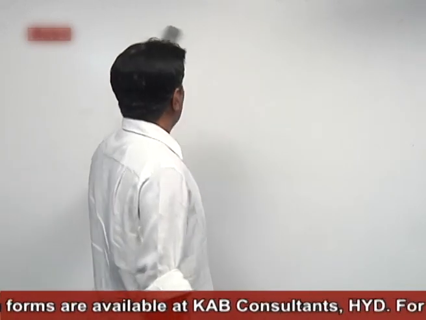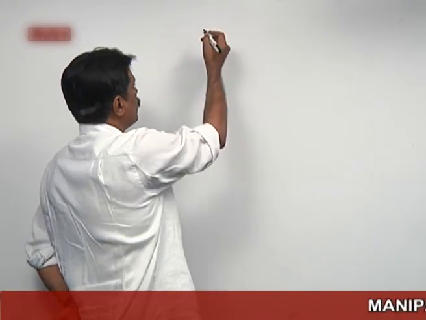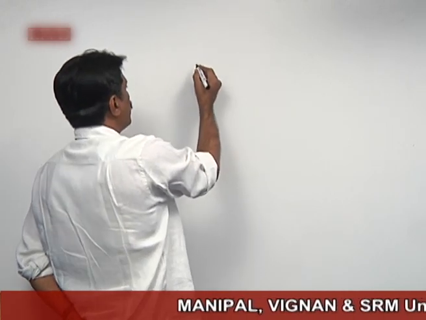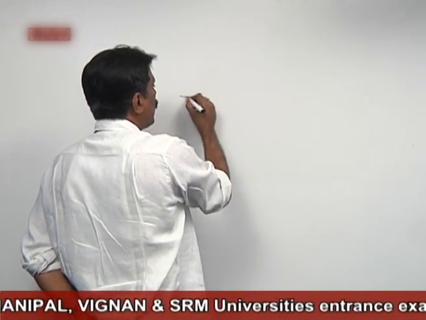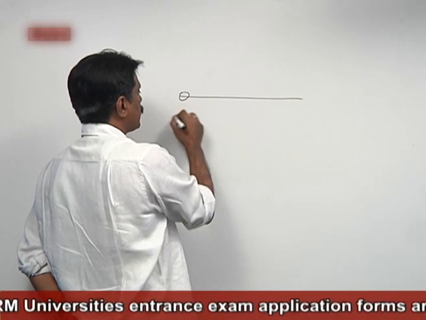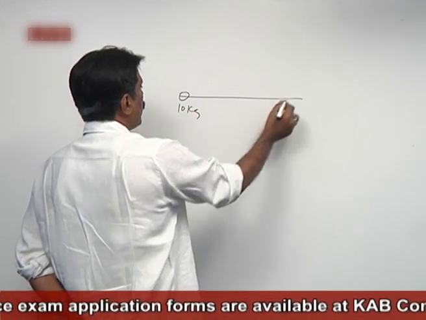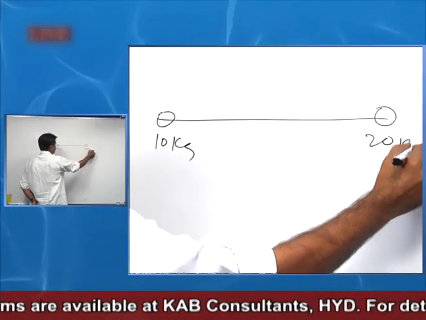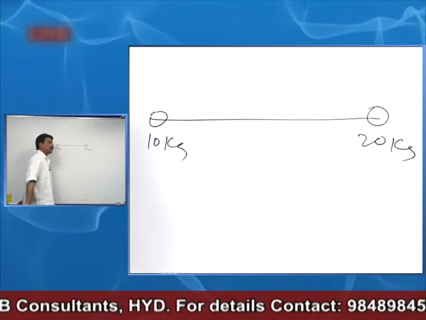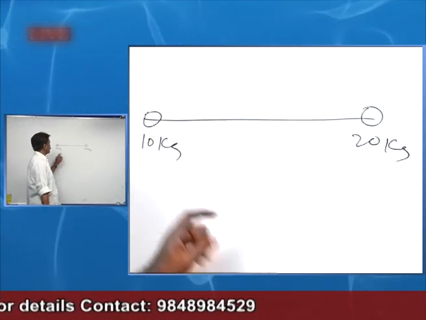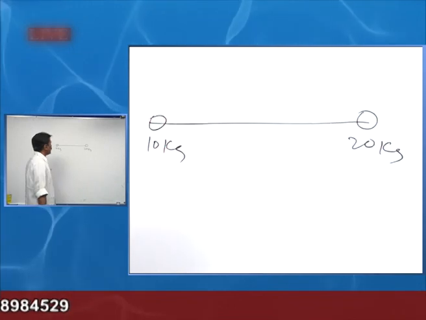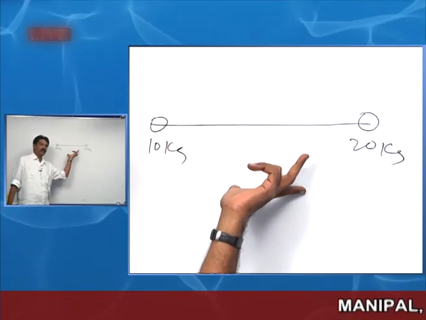Now let us do some examples or some problems which are generally coming in exams. First of all, let us do this problem. There are two masses on the x-axis. One is 10 kg, another is 20 kg. They are separated by some distance.